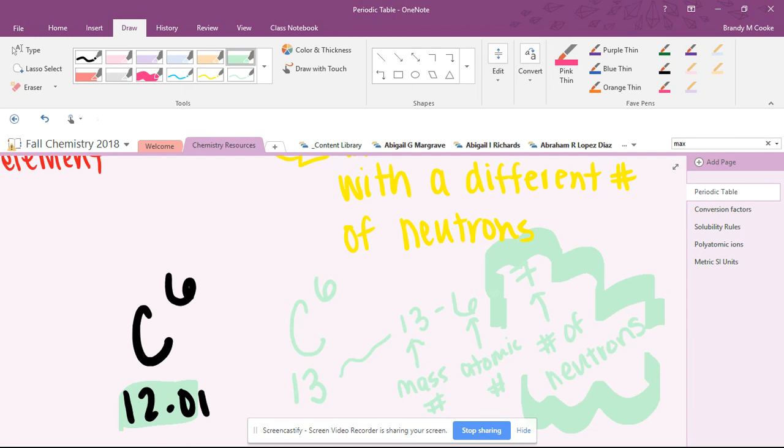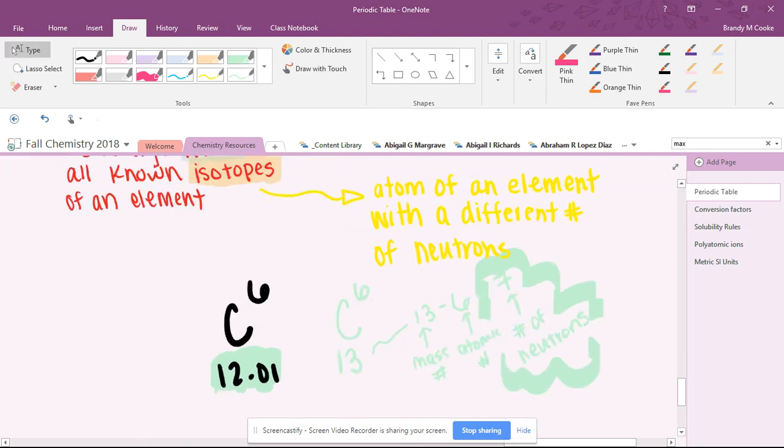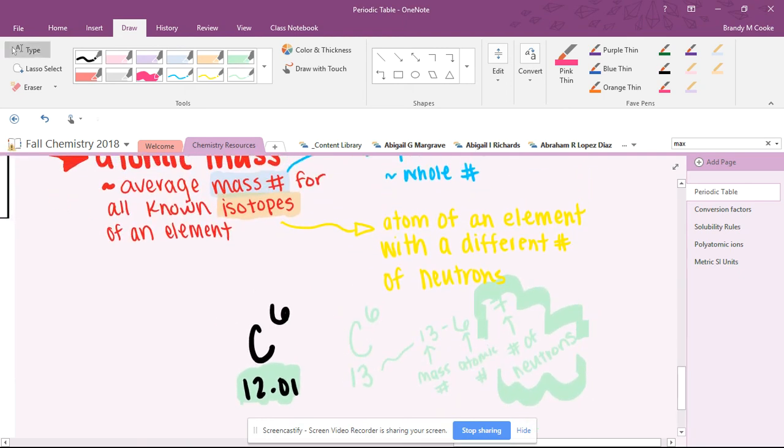Isotopes are typically unstable. They're radioactive. They have a short life. You can calculate their half-life and things like that. And that's why they're used. That's why carbon-13 is used for dating and whatnot. But basically this number here, this atomic mass, is just the average of all the isotopes. And that's why you see that decimal in there.